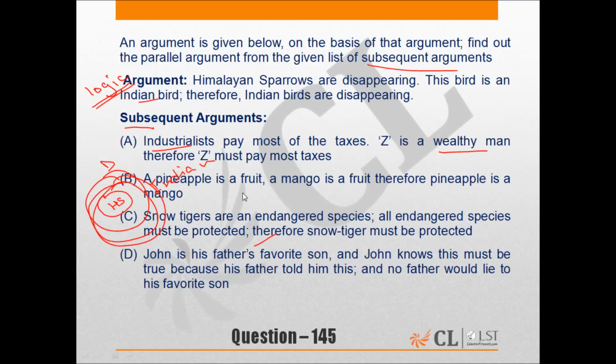Snow tigers are an endangered species. All endangered species must be protected. We know snow tigers are an endangered species. So, if this is my set called endangered species, snow tigers will be a subset of this. All endangered species must be protected. Hence, protected becomes the superset here, and therefore snow tigers also must be protected. This argument is logically correct.